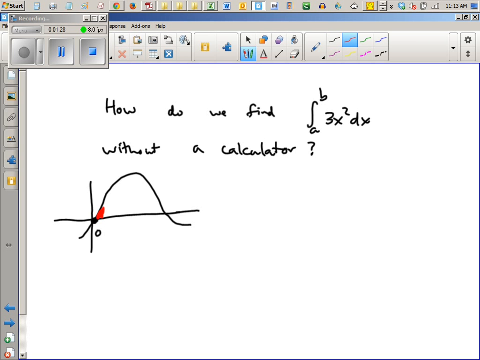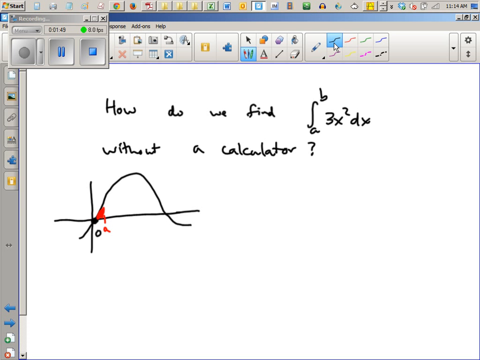I would say so far we've collected a small positive area. Please pay attention. Thank you. So far we've collected a small positive area, right? I don't know how much, but it's definitely positive because it's above the axis. So we'll just call this value A. So let's say we just found, I don't know, 1 square unit of area.